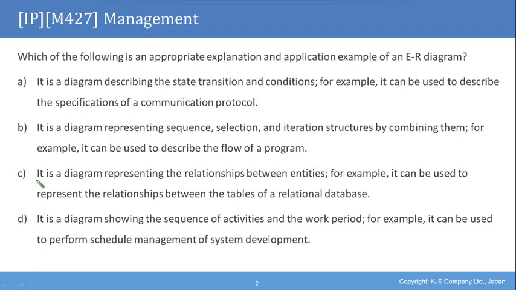C. It is a diagram representing the relationships between entities. For example, it can be used to represent the relationships between the tables of a relational database. D. It is a diagram showing a sequence of activities and the work period. For example, it can be used to perform schedule management of system development.